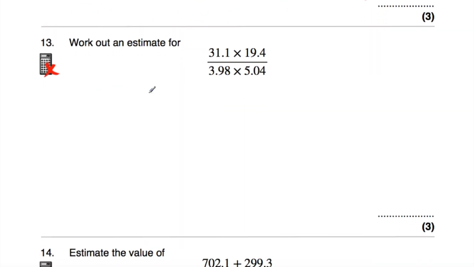Okay, let's have a look at our next question, question number 13. We've been asked to work out an estimate for 31.1 multiplied by 19.4 all over 3.98 multiplied by 5.04. Okay, so let's round these numbers to one significant figure. So 31.1 is closer to 30 than it is to 40, so we're going to go for 30. Multiplied by 19.4. Well, it's in between 10 and 20, so it's closer to 20 than it is to 10. So multiply by 20. All over 3.98. Well, that's closer to 4 than it is to 3, so that's 4. Multiplied by 5.04, it's closer to 5 than it is to 6, so 5. So we've got 30 times 20 all over 4 times 5. We're going to use those figures for our estimate.